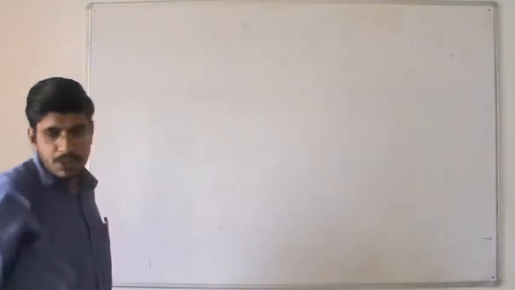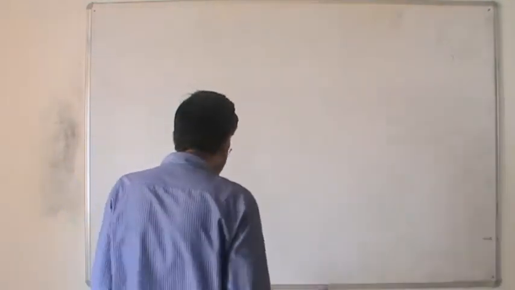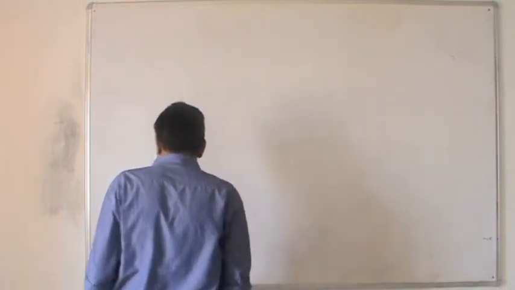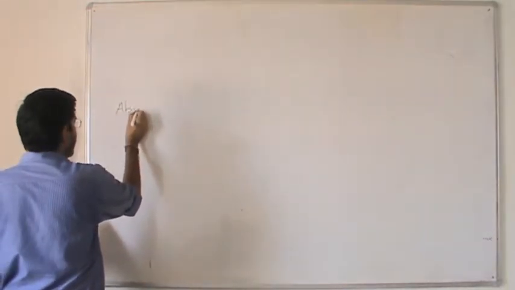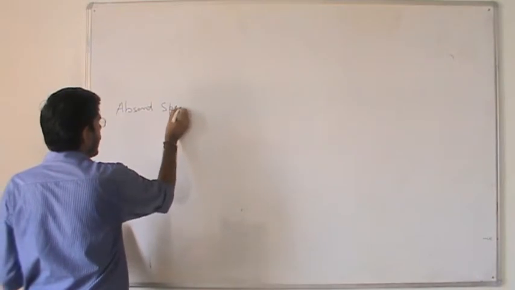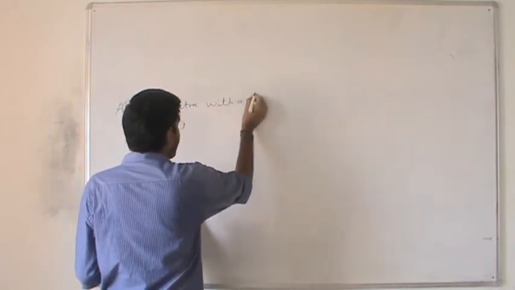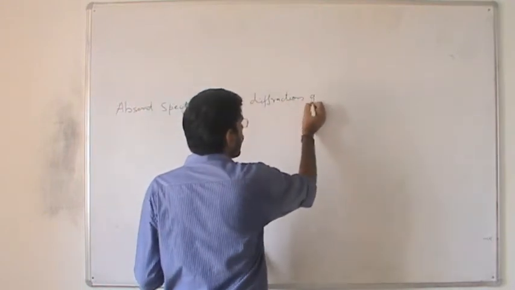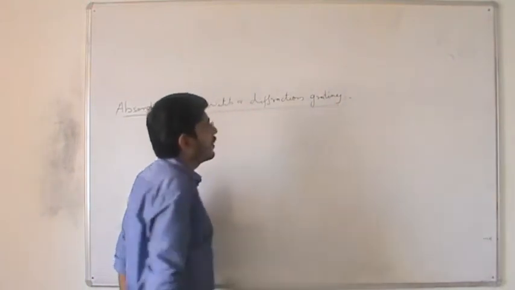Right. So next we try to find out the missing order in a diffraction grating. So the title is absent spectra with a diffraction grating. Absent spectra with a diffraction grating.